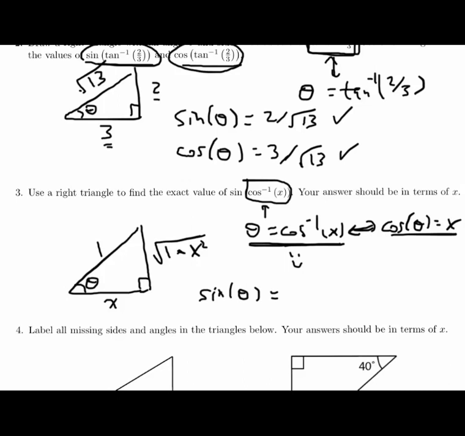And so the sine of theta is the opposite side divided by the hypotenuse. So in other words, it's the square root of 1 minus x squared divided by 1. So this is my answer to the question.